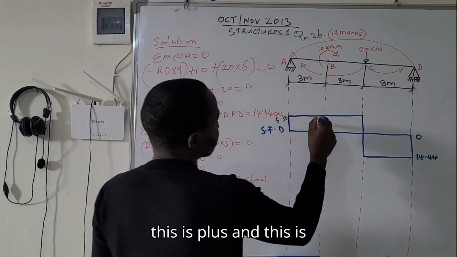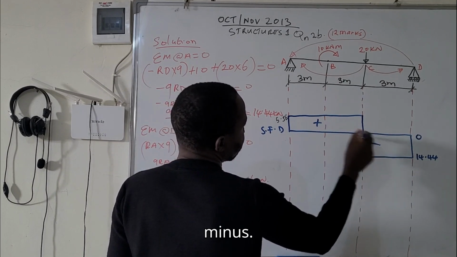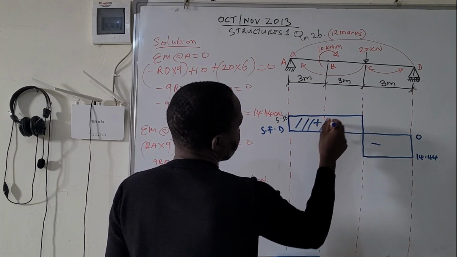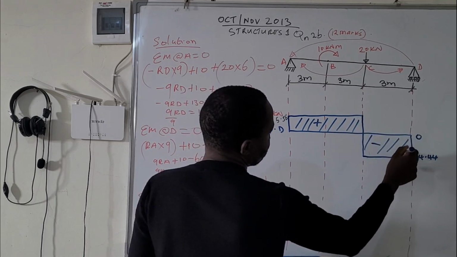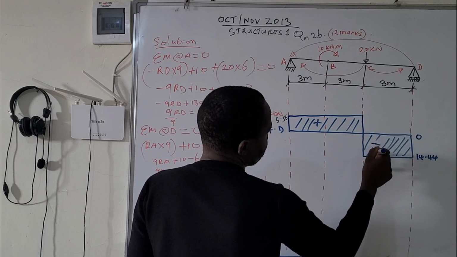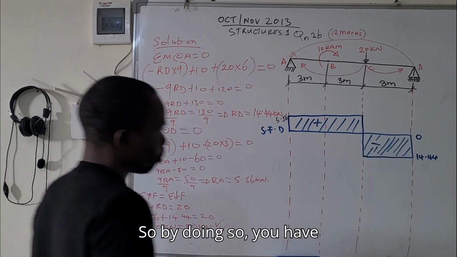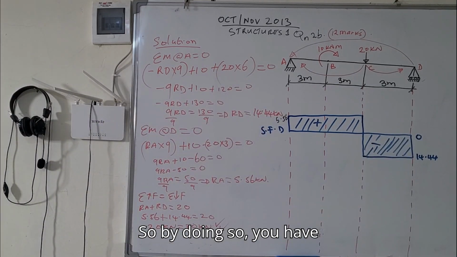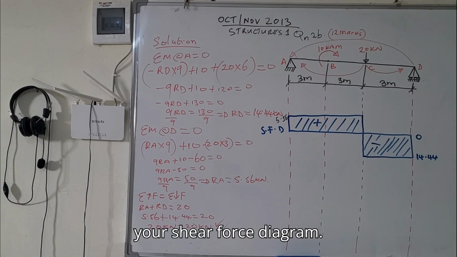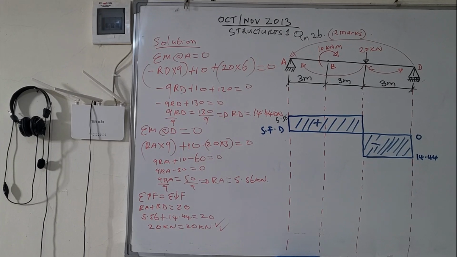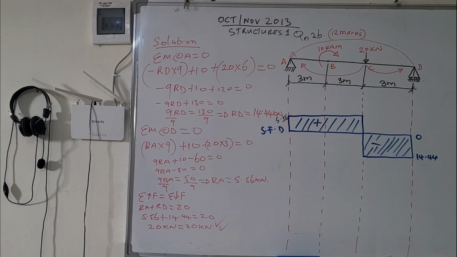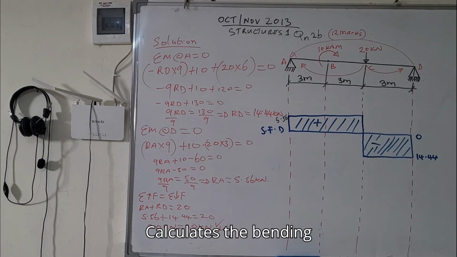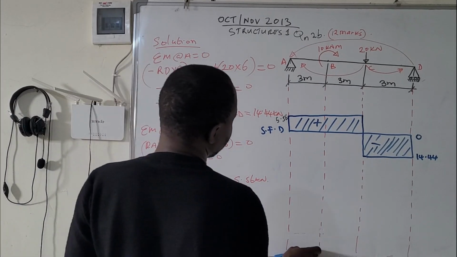So this is plus and this is minus. By doing so, you have now drawn your shear force diagram. So the next thing to do is to calculate the bending moment.